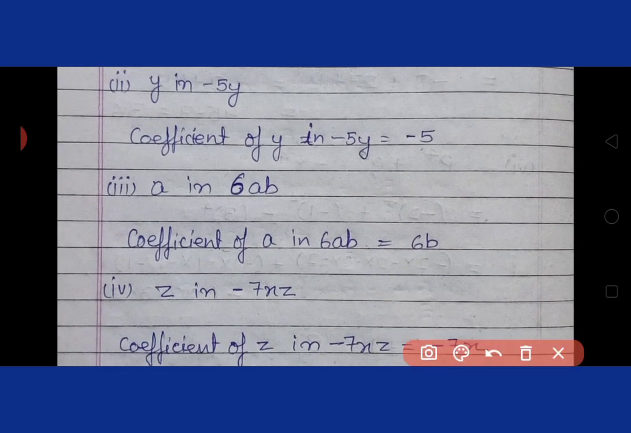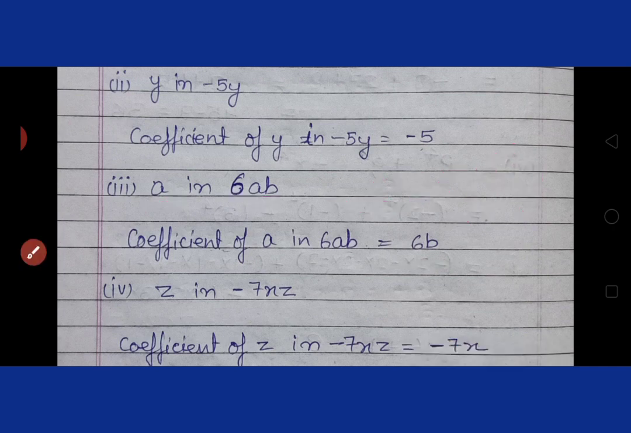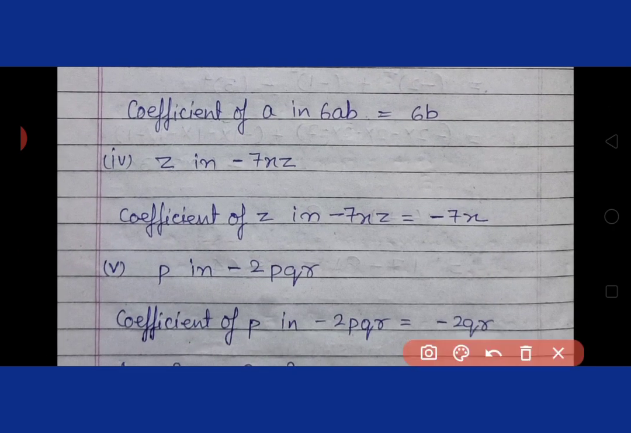Now a in 6ab. So expand it: 6 multiplied with a into b. So by which numbers or variables is a multiplying? That is 6 and b. So its coefficient is 6b. Whatever numbers or variables are multiplying, that will be the coefficient. Z in 7xz. So it is very easy for you. Whatever remains, 7 and x, so easily you can say that the coefficient of z is 7x.